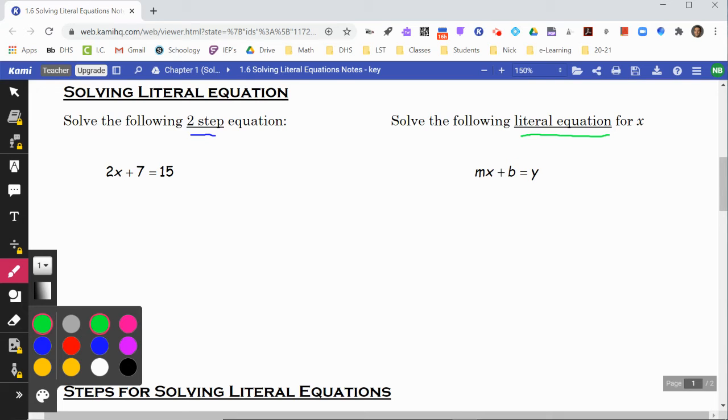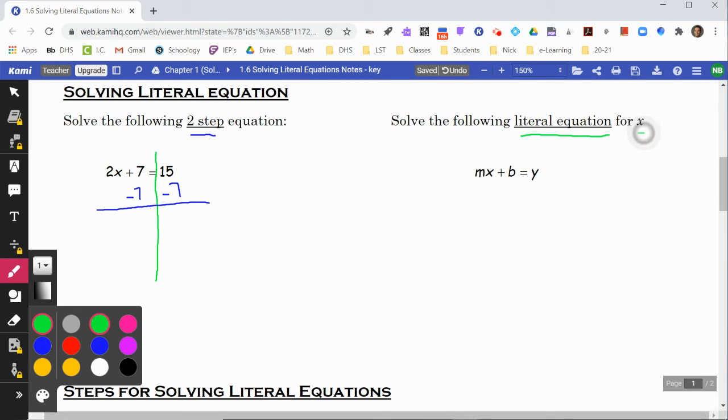So let's first do the very first step on my left side, on this two-step equation. We have 2x plus 7 equals 15. My first step here to get x by itself is to subtract 7 from both sides. All right, so now pause. And now let's jump over to my right equation here. My mx plus b is equal to 11.